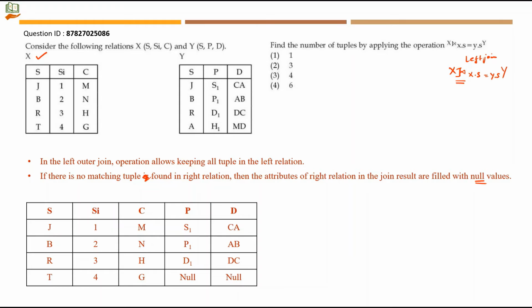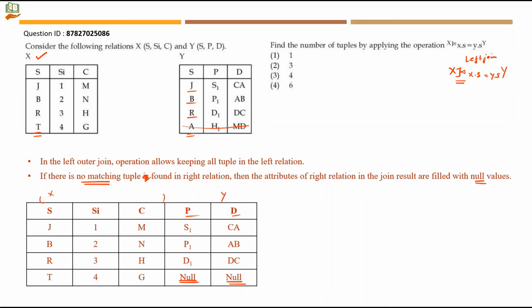So I have J, B, R, T, 1, 2, 3, 4, M, N, H, E from X. Till here it is X. So these two are from Y relation. So we have J. So the corresponding S1 and CA are entered. Then we have B in both the relations. So P1 and AB are entered. Then we have R. So D1 and DC are given here. We have T in this particular relation and A here. So this tuple will not be taken into consideration. Instead, the equivalent values will be filled with null if there is no matching tuple.